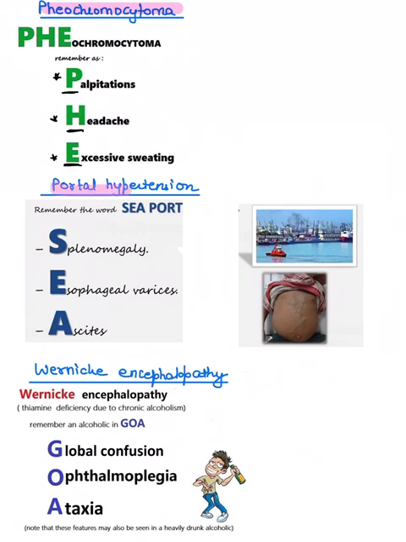Now coming on to the portal hypertension, it is an important topic from the cirrhosis and liver point of view. So how can you remember? Remember a C port. Okay, S is for splenomegaly, E is for esophageal varices, and A is for ascites.